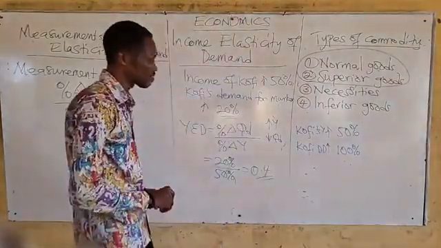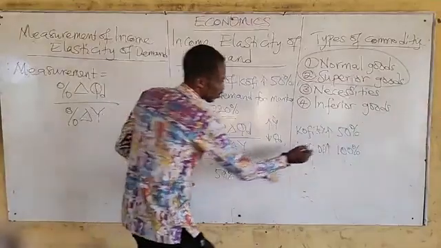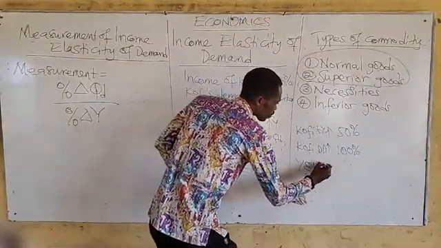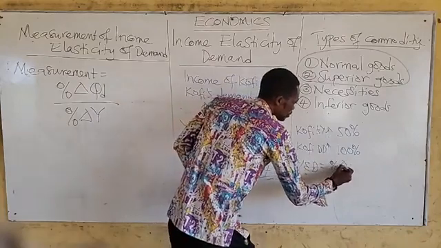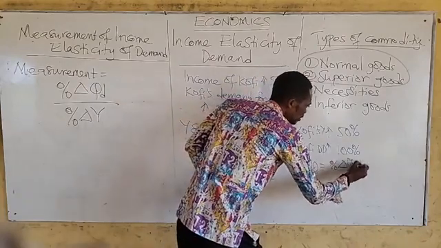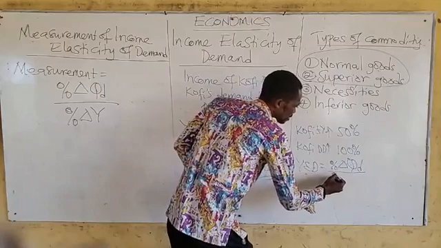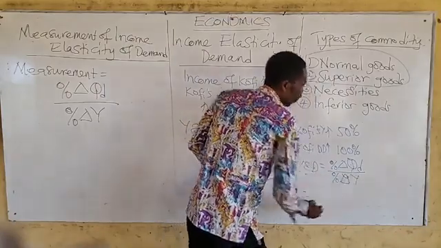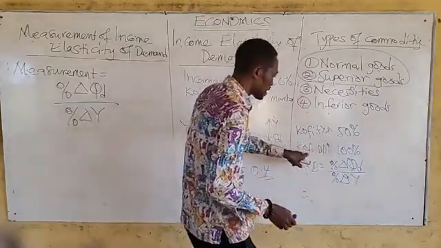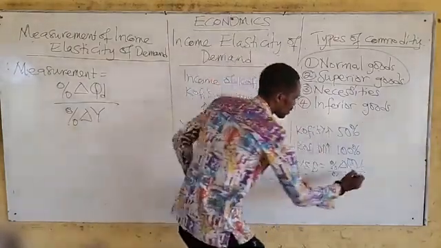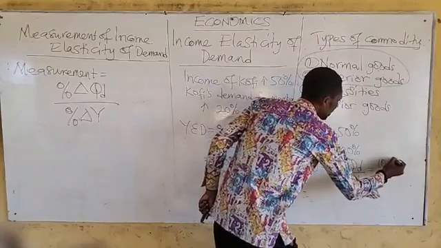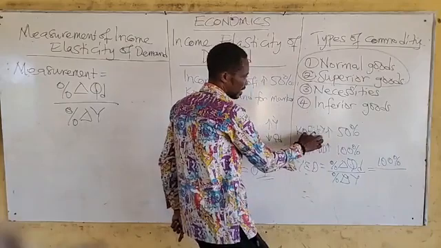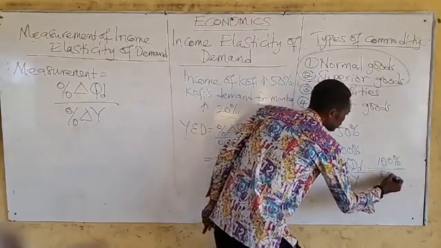Let's calculate it and see if it will be more than 1. So right now, I'll calculate it here. So income elasticity of demand, we said, is percentage change in the quantity demanded divided by the percentage change in the income of the buyer. And we are saying the percentage change in demand, which is the numerator, is 100%. That's what we said. Divided by the percentage change in the income, which is 50%.